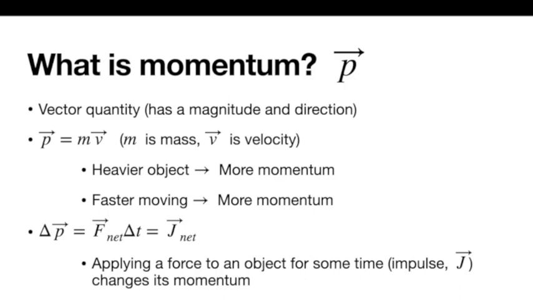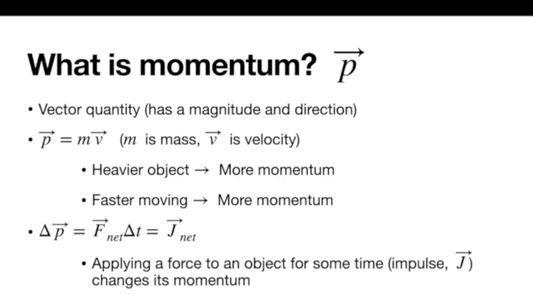Delta P is equal to the net force times some change in time. So the longer we apply a force, the more impulse it transfers, or the more the momentum of the object it's acting on will change.